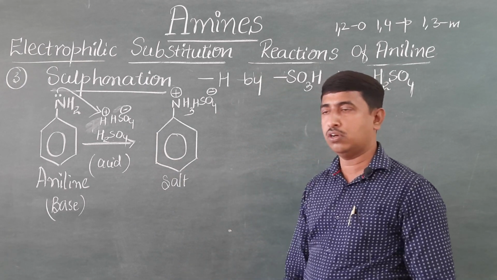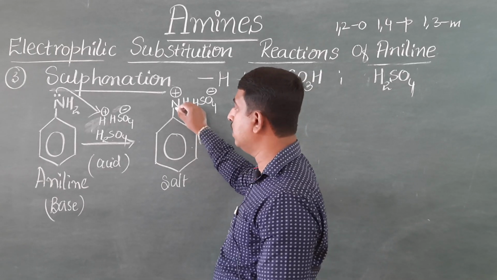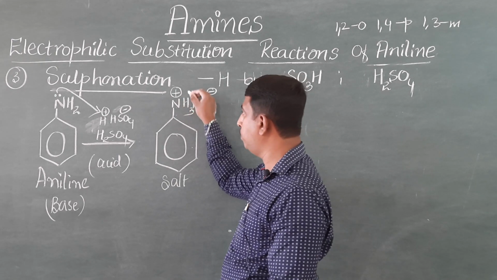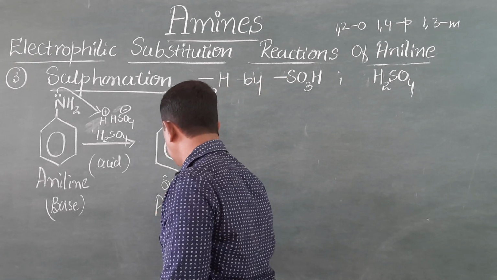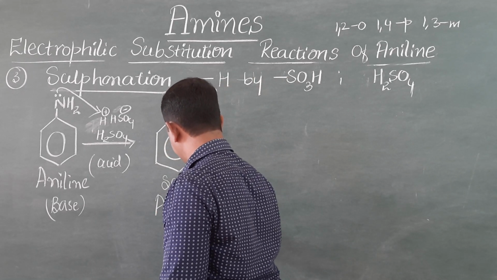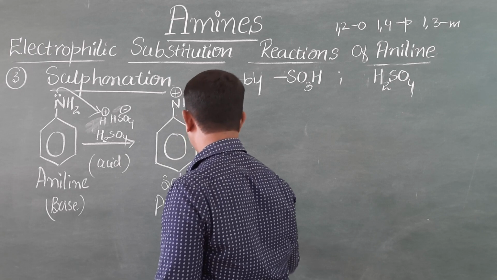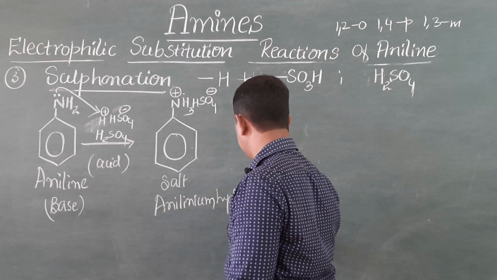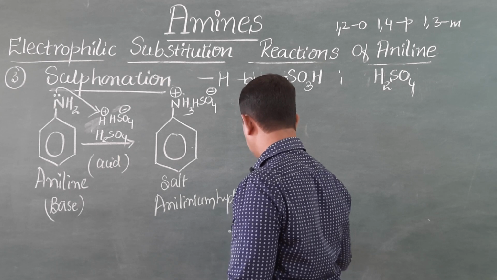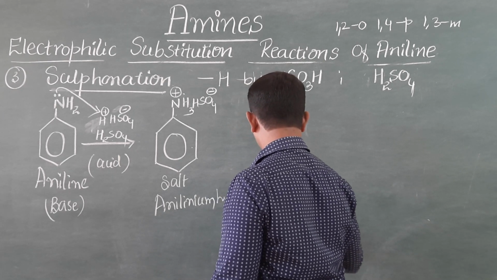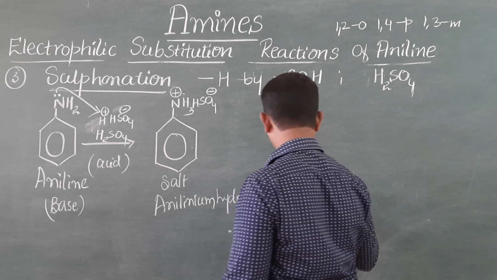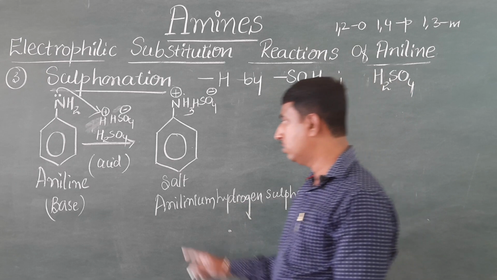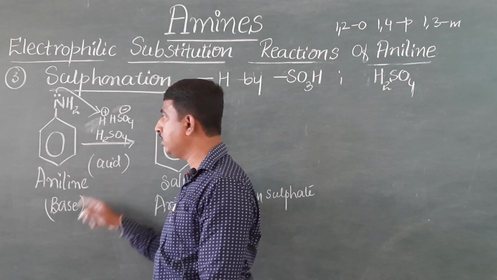Now, what is the name of this compound? Benzene ring containing NH2 is aniline. Benzene ring containing NH3 plus is anilinium. Next we have hydrogen, and SO4 means sulfate. So it is anilinium hydrogen sulfate, a salt obtained due to acid base reaction.